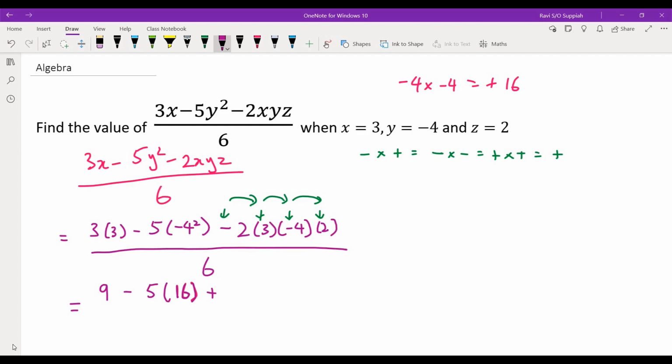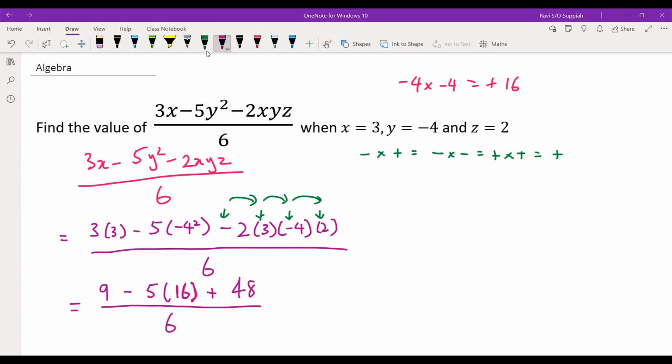So minus times plus times minus times plus will give me a plus, and then I do the numbers. So 2 times 3 is 6, times 4 is 24, times 2 is 48. So this will be 48 divided by 6.